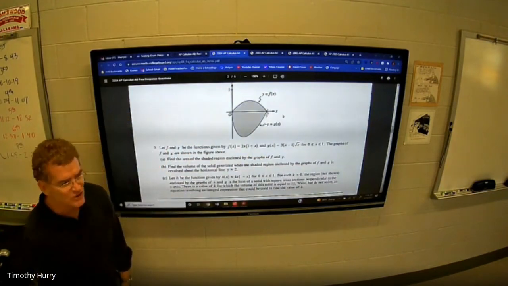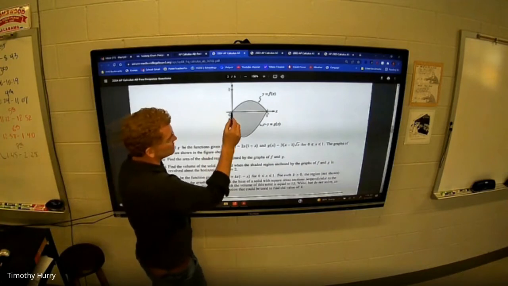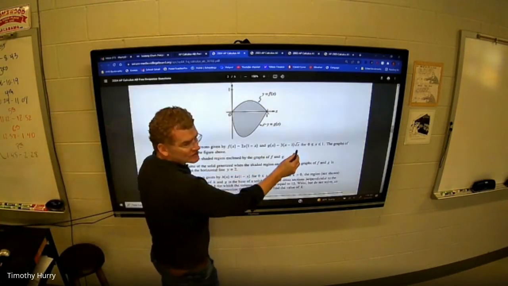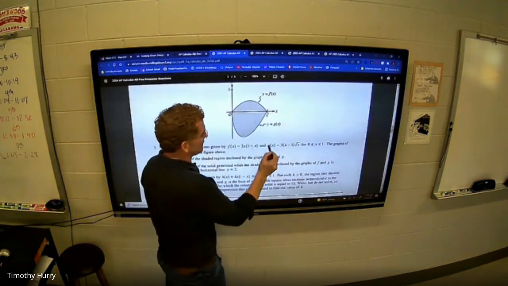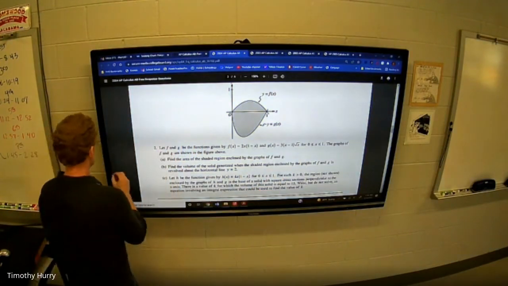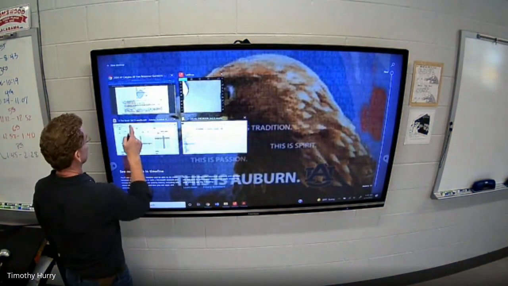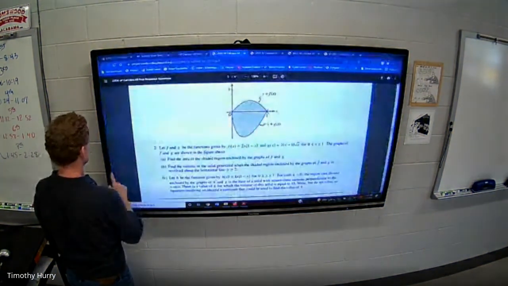You don't always assume that if it looks like 0 and 1, it is, but it's really easy to check that. If you plug a 0 in there and there, you get 0. You plug a 1 in there or there, you also get 0. So it's pretty clear that those are the upper and lower bounds. So this is what AP would expect to see from you.